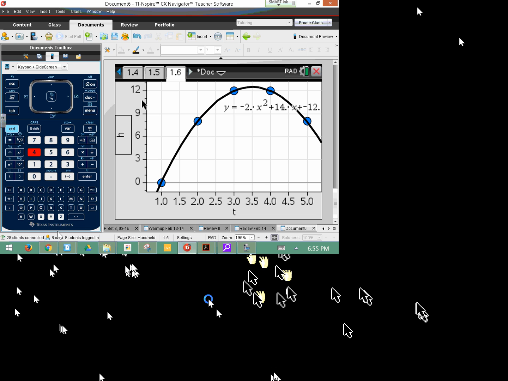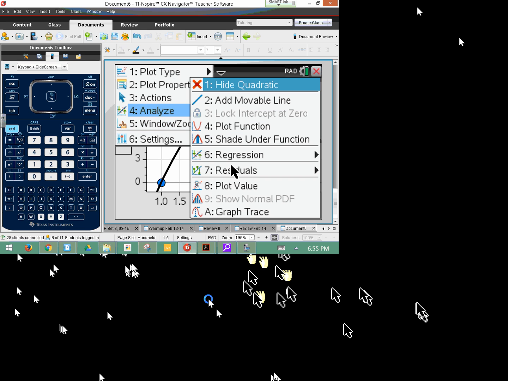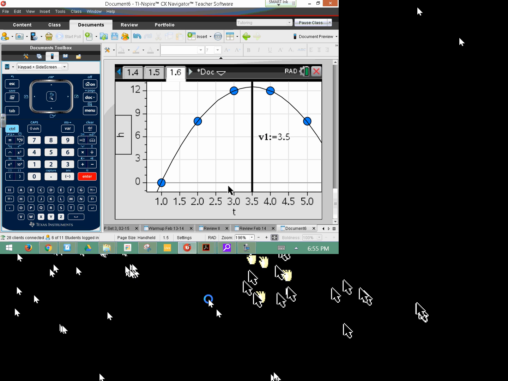And a quick look at this will tell you that the maximum, there's a line right there, looks like that's the maximum right there. I can even show it if I wanted to. Let me just show it. You don't have to do this part. I'm just going to do a plot value and then say if you go to 3.5, there's where the maximum is right there.